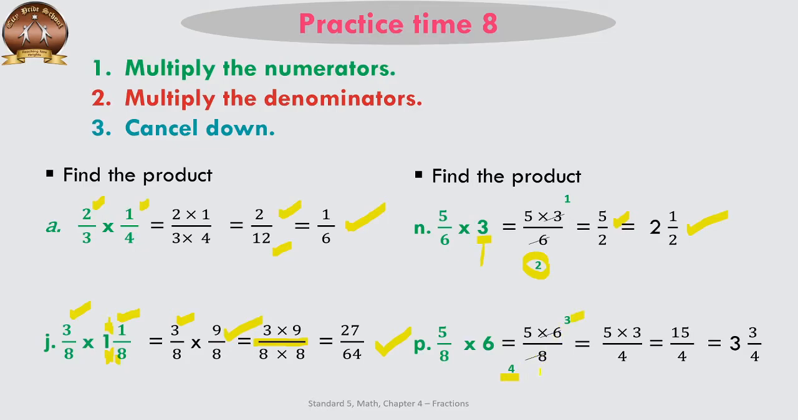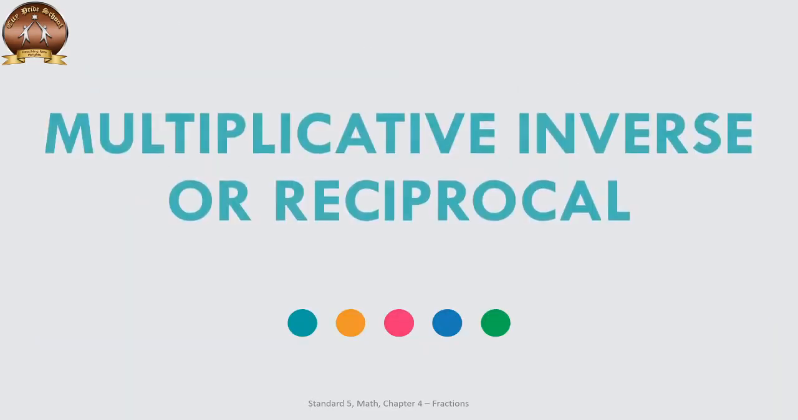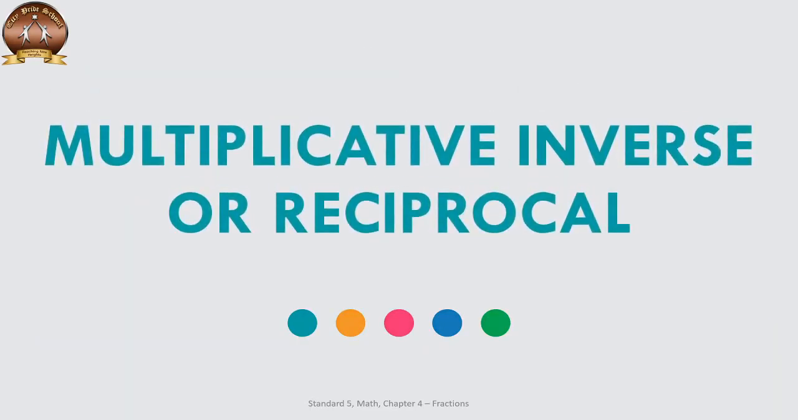So 2 3s are 6 and 2 4s are 8. So we cancel them down in the table of 2 and we get the answer as 5 into 3 upon 4. 5 into 3 is 15 upon 4. When we divide this improper fraction and convert it into a mixed fraction, we get the answer as 3 and 3 upon 4.